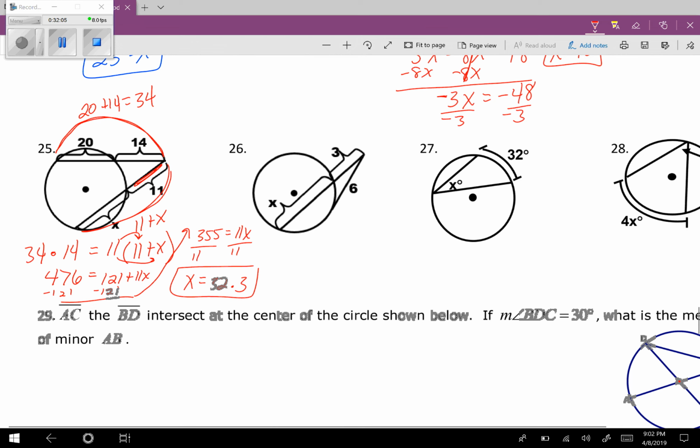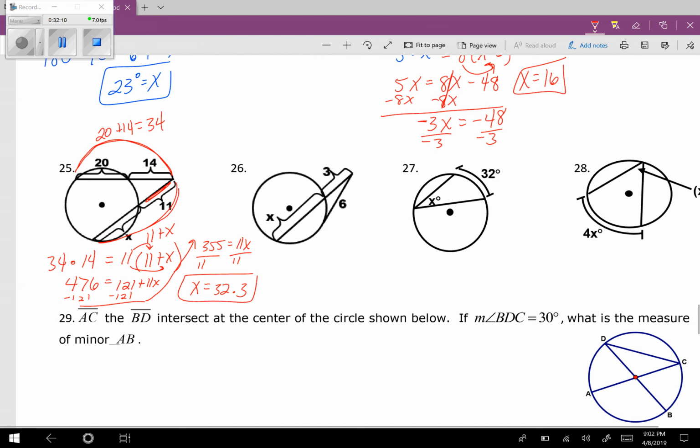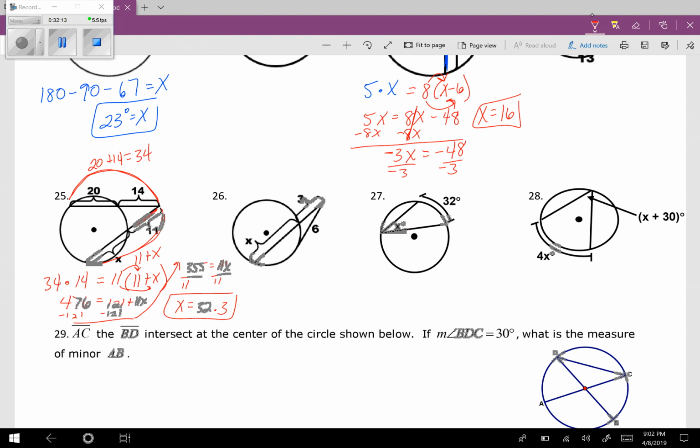Okay, now number 27. This is an inscribed angle. So remember, your angle is half of that arc. So when you're going from the arc to the angle, you're just dividing by 2. So x is going to be 32 divided by 2, 16 degrees.